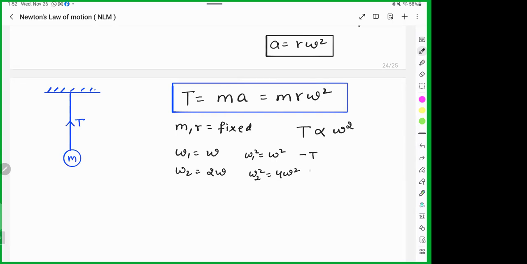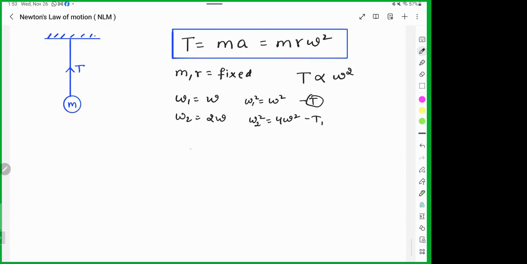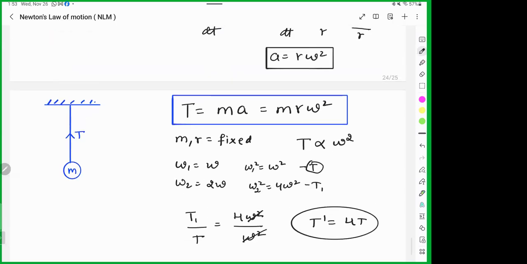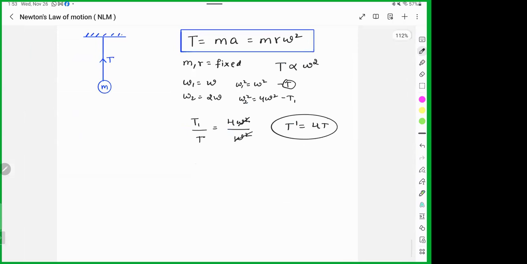Old tension ले लो T and new tension ले लो T1. Take their ratio. New tension T1, old tension T. New tension depends upon 4 omega square and old tension depends upon only omega square. ओमेगा ओमेगा कट जाएंगे. Omega cancels. T dash is equal to 4T. बताओ, कोई डाउट है? No, sir.